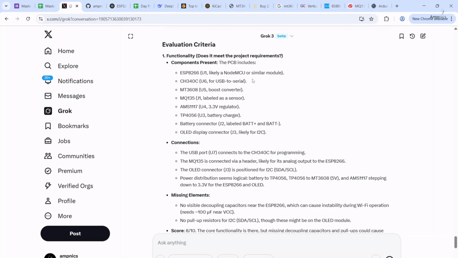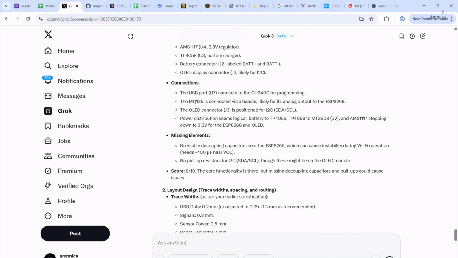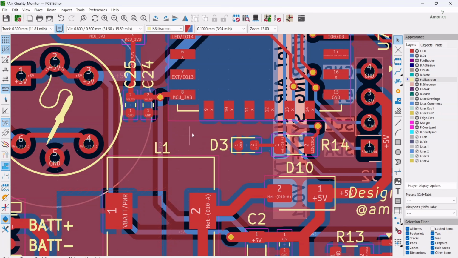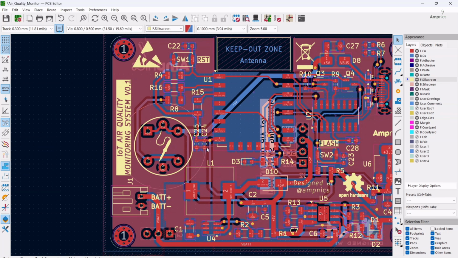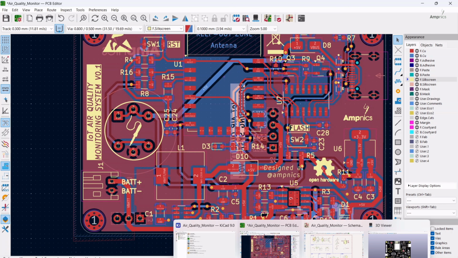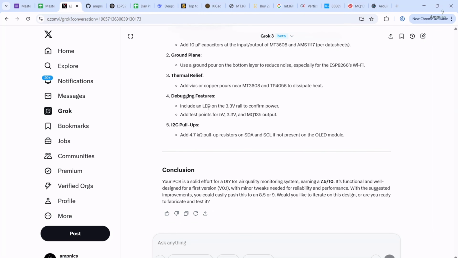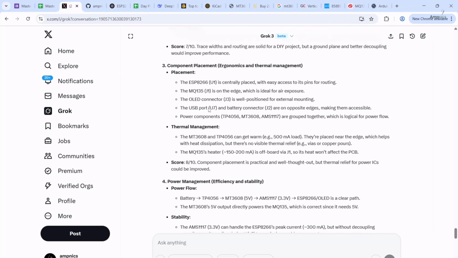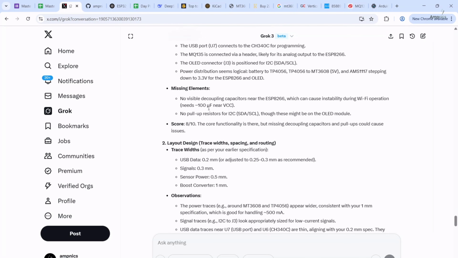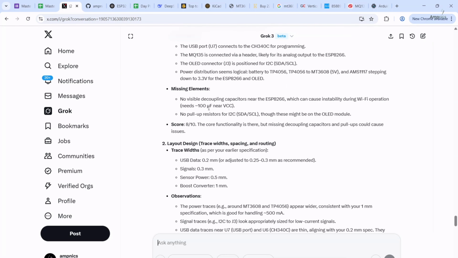So ESP8266, no visible decoupling capacitor near the ESP8266. No, it's not like that. We have the decoupling capacitor here. This is the decoupling capacitor. Well, it is showing us that there is no decoupling capacitor. Okay, so it is basically telling us in a proper detailed manner, so we will check it one by one.